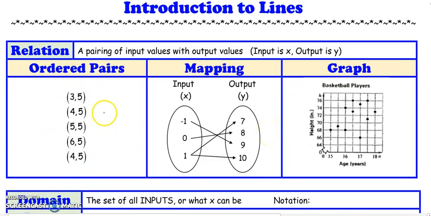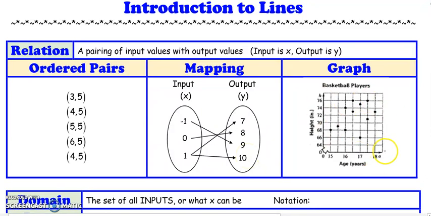So first, you could have an ordered pair that is a relation. Notice there's an input, there's an output there, right? So input, output, ordered pairs, a relation. Mapping. So sometimes they'll be like, here's a bunch of numbers in the input, and here's where they go in the output. So for instance, 0 goes to 8. So you could kind of view that as 0, 8, right? -1 goes to 9, 1 goes to 7, and 1 also goes to 10. So this would be like 1, 7, and 1, 10 right there.